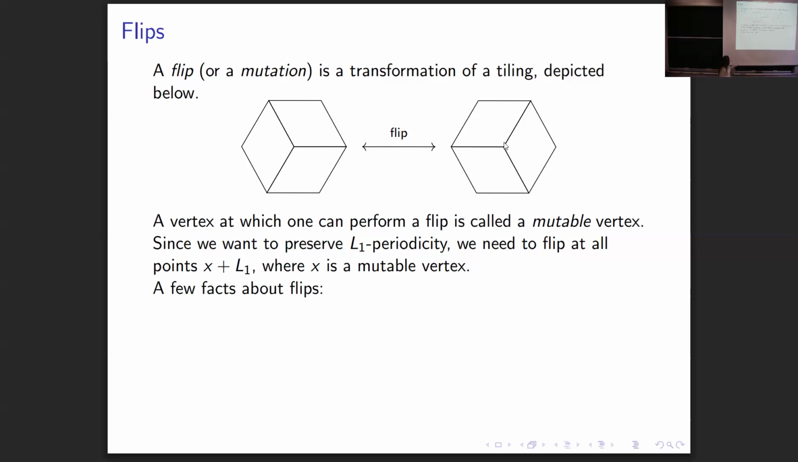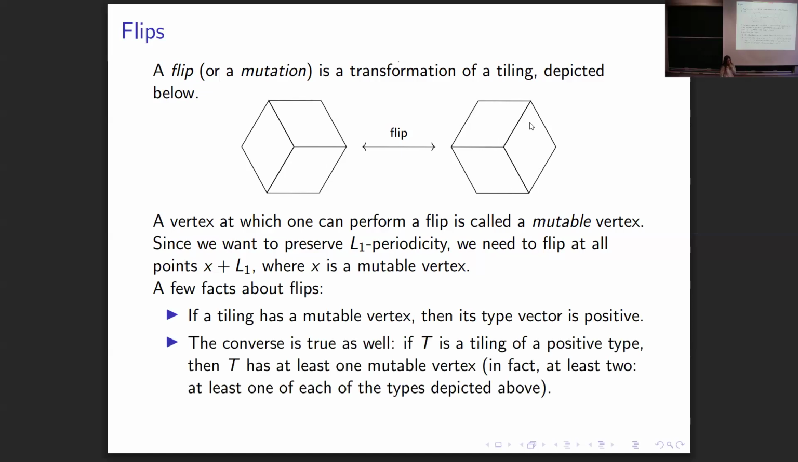And then a few facts about flips. They're not so difficult facts. If a tiling has a mutable vertex, then the type is positive, of course, because to have this picture happening, you have to have 3 lozenges come together, or this picture. Like you see, those are 3 of different types. So there's at least 1 of each type, all right? The converse is also true. If T is a tiling of positive type, then T has at least 1 mutable vertex, and in fact, it has at least 1 of each, or 1 like this and 1 like this. That's harder to prove, but that's also true. Any flip preserves the type of a tiling. I guess there's nothing to prove there.